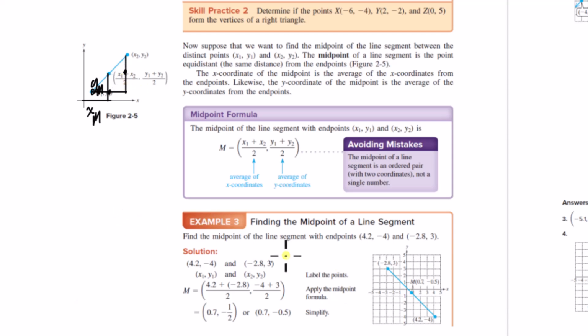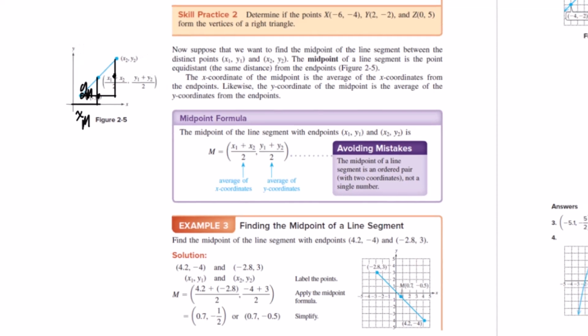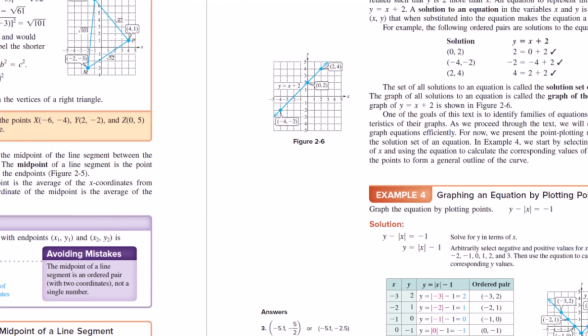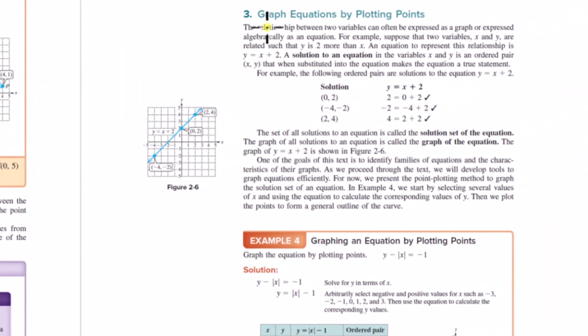Okay, so here's an example. If there is a line segment between these 2 points here, then what's the coordinate of the midpoint? Just add up 4.2 and minus 2.8 and divide by 2. That's the x coordinate of the midpoint. Add up minus 4 and 3, divide by 2. That's the y coordinate of the midpoint. That's it.